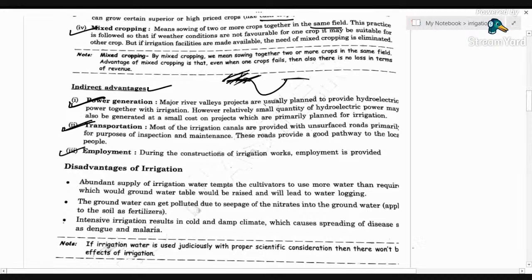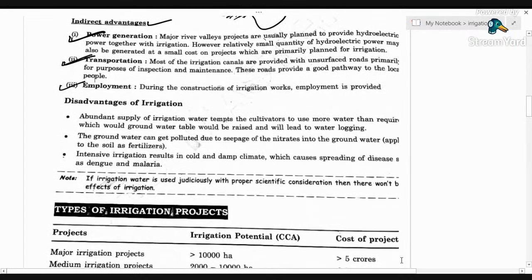Now to understand, if there is some advantage, definitely there will be some disadvantage of the irrigation. What are the disadvantages of the irrigation? The first disadvantage of irrigation is called waterlogging. Waterlogging is what? When you are supplying the water continuously to a particular field. So, suppose this is my field, and this is my groundwater table.